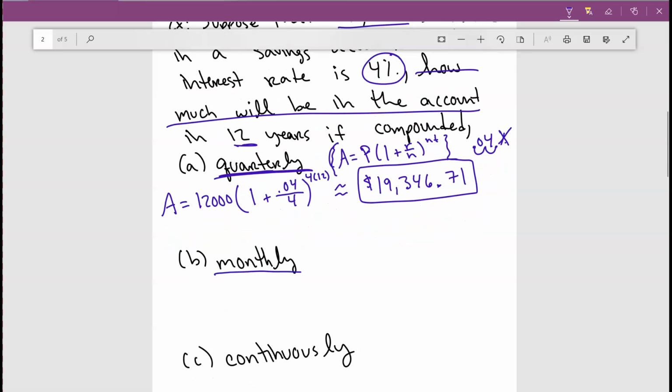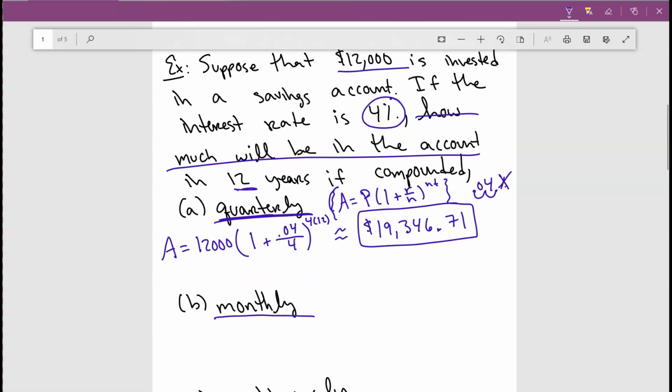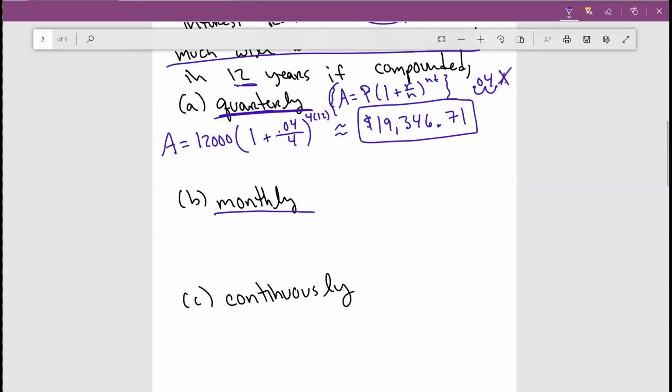Now, what about monthly? You add interest every month. Well, everything is going to be the same. A is equal to 12,000 times 1 plus 0.04. The interest rate hasn't changed. This time it is going to be divided by 12, and then it's still 12 times 12, because the first 12 is the number of compoundings and the second 12 is the years. So everything is going to be exactly the same.